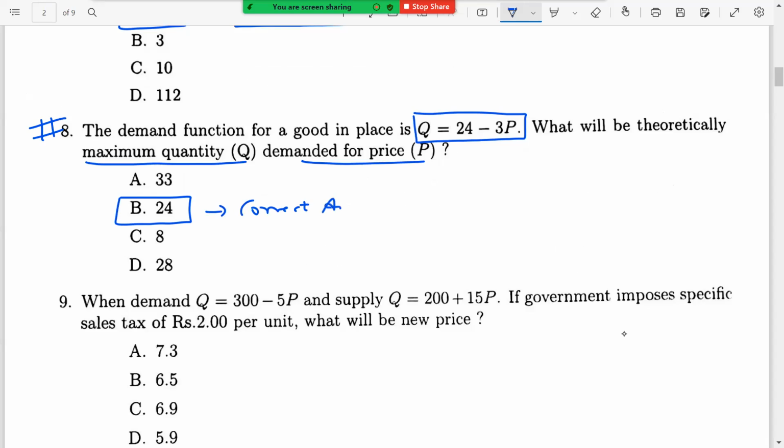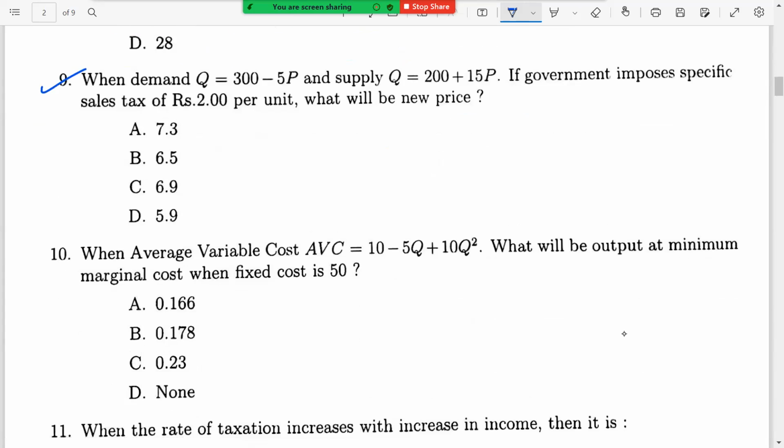Okay, so this is where I intend to stop in this particular lecture. The objective was to discuss a few more problems from the JNU MA Economics 2020 entrance. In the next lecture, I will be starting with the discussion from question 9 onwards.